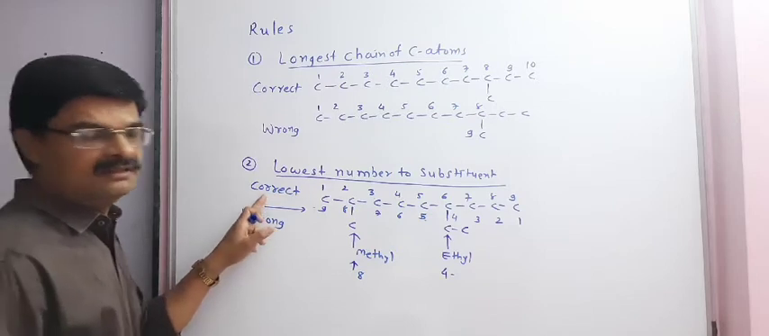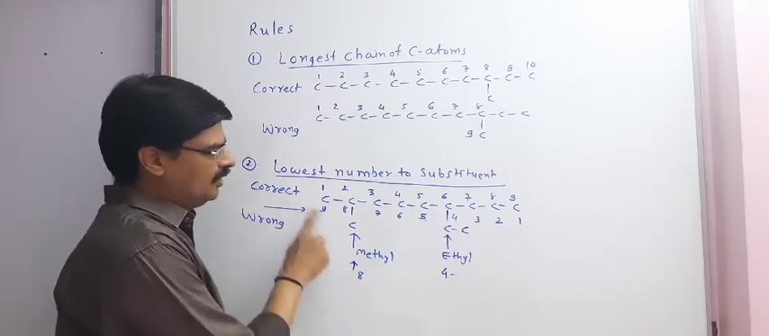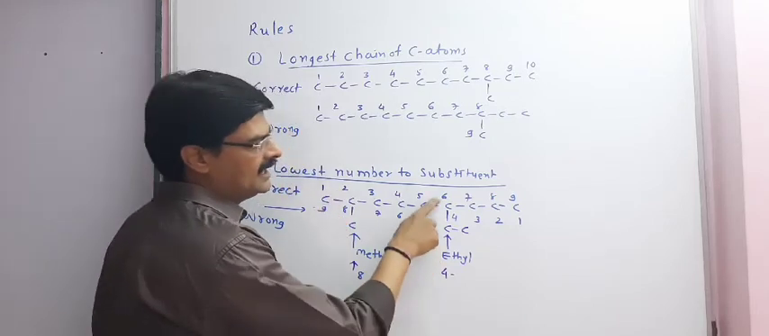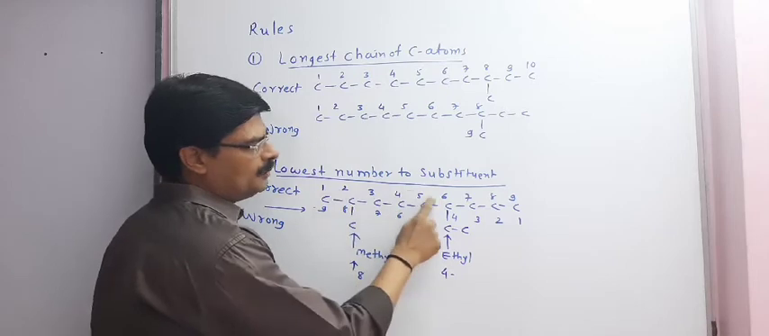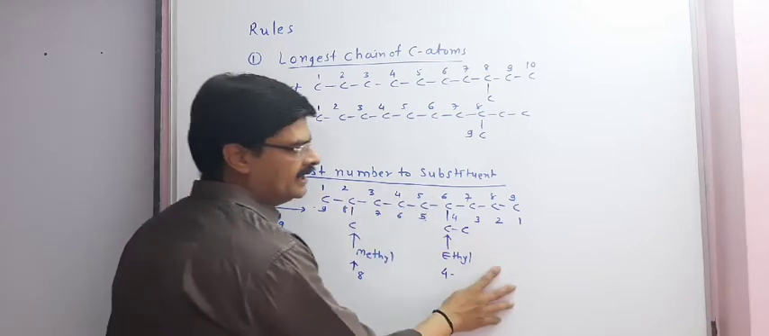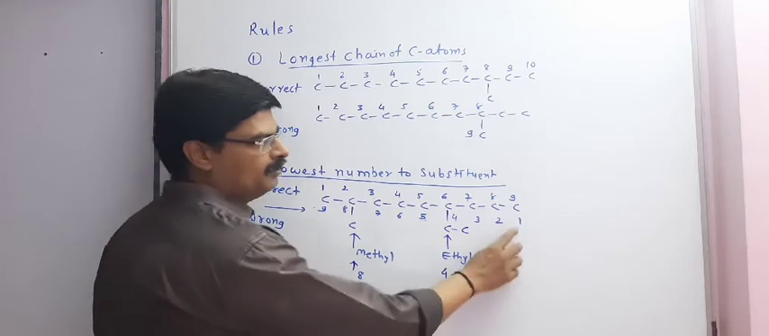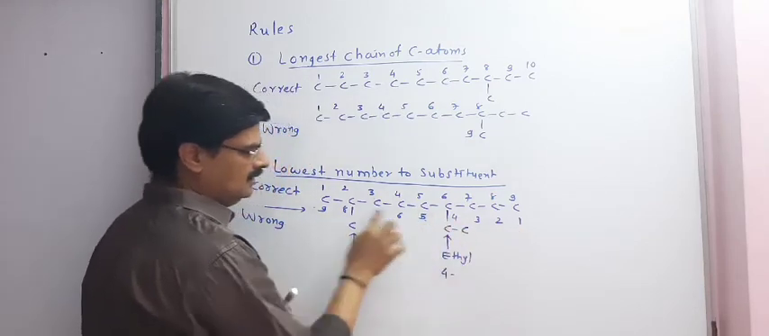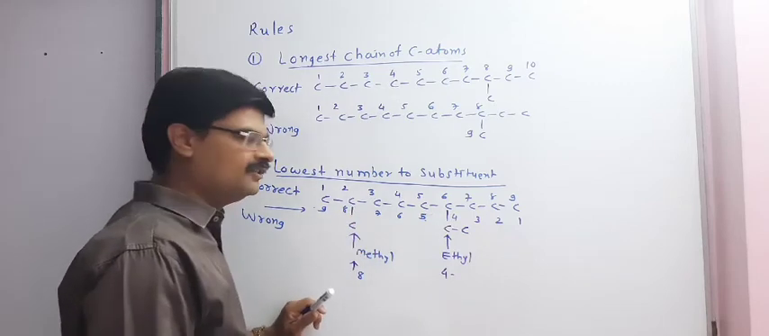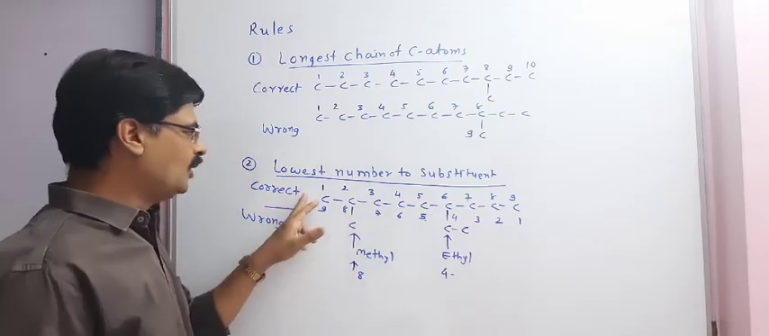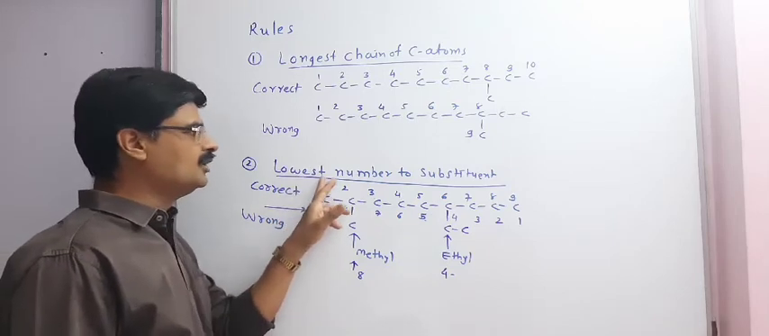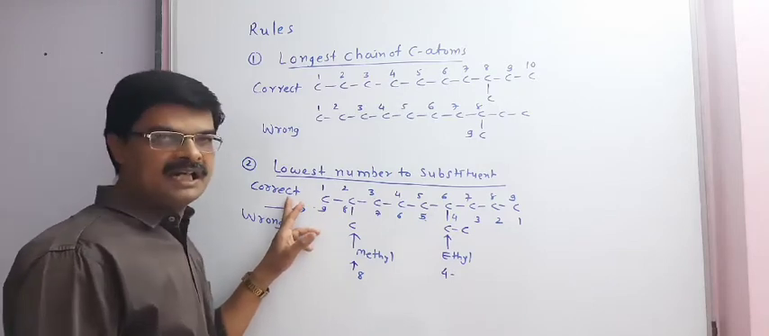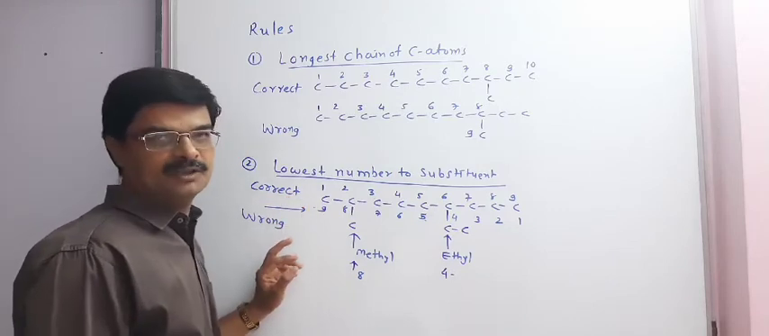Once more we will understand why this is the correct way. Because methyl group will get only number 2 and ethyl will get only number 6. So the total of 2 and 6 will be only 8. But if we had started giving numbers from the right hand side, we would have got the total 4 plus 8, 12, and that is wrong. And that is why, once more, for this second case, to determine the lowest number to substituent, it is better or the correct option to start writing numbers from the left hand side to the right hand side.